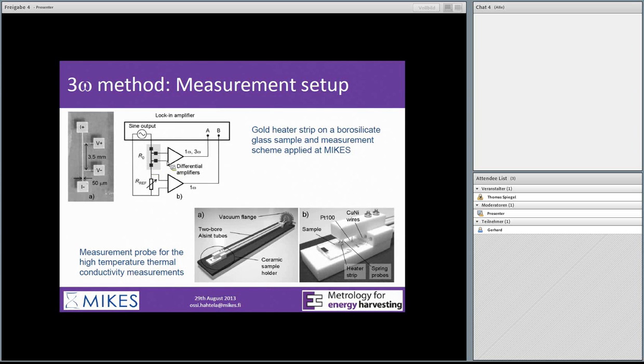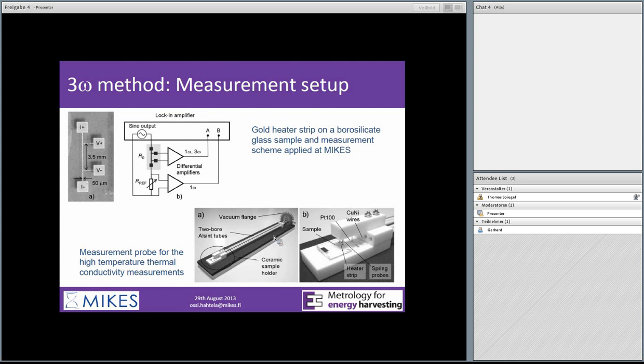So if we use a lock-in amplifier in a differential mode, we can get rid of the dominating 1 omega component, which is typically 1,000 times larger than the 3 omega component. And this common mode subtraction method also makes it possible to use a voltage source to heat the sample instead of a current source.